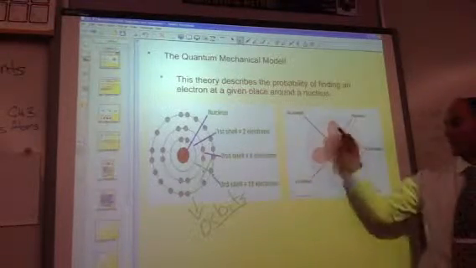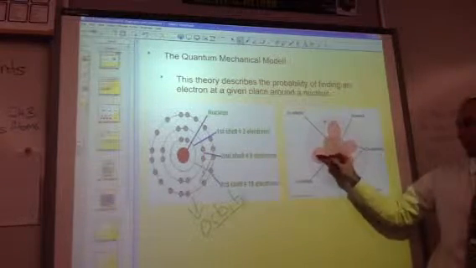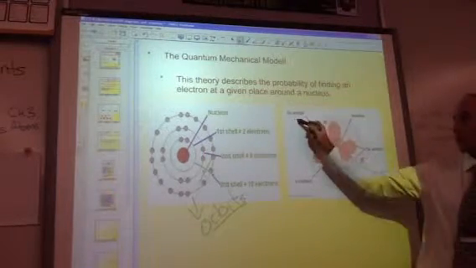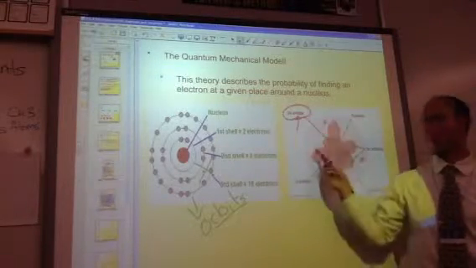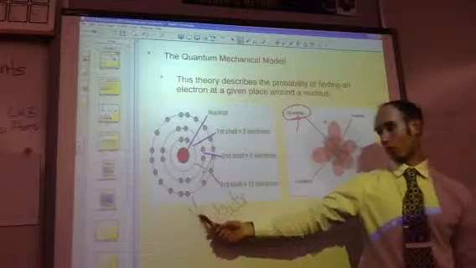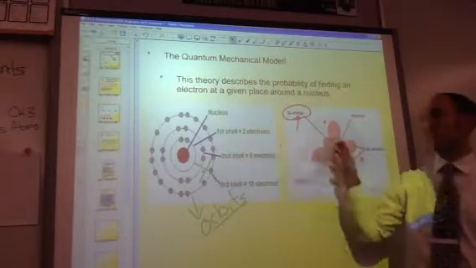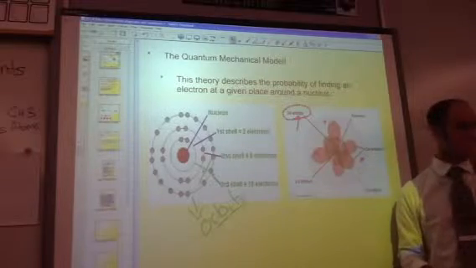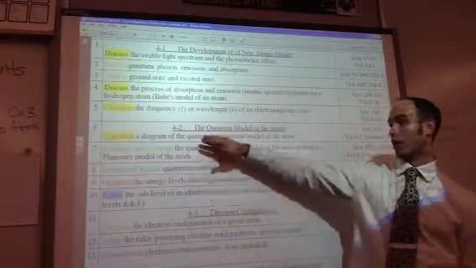These regions, could an electron be here? Could it be here? Yes. Could it be here? Yes. Those are our orbitals, all right? There's a difference. Those are orbitals because there's no set path. Those are orbits. They're a set path, right? So that's really comparing and contrasting Bohr's model to the current. So that was 6 and 7.